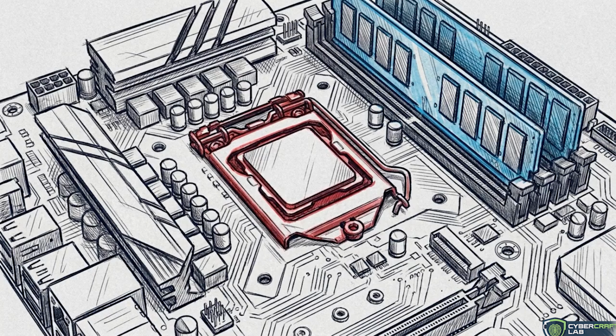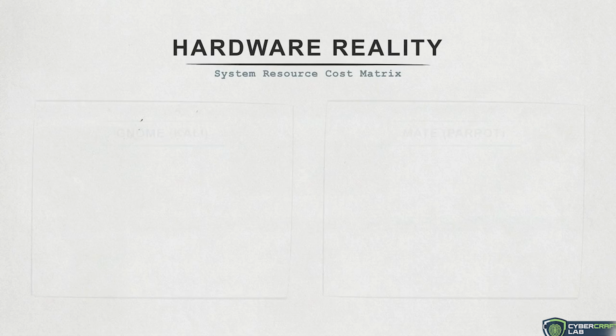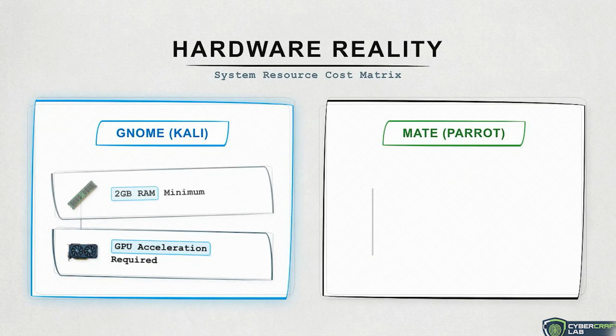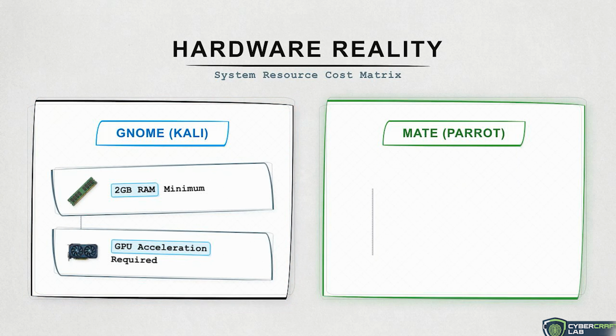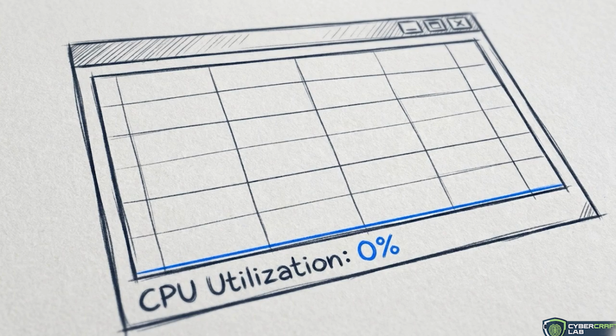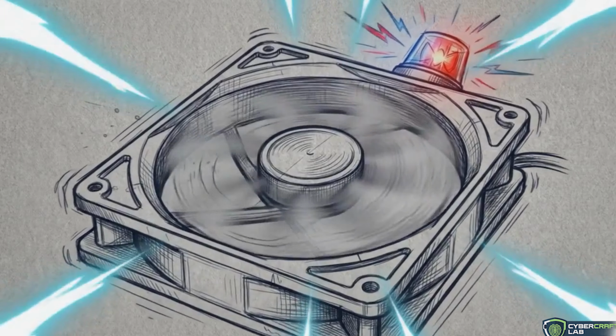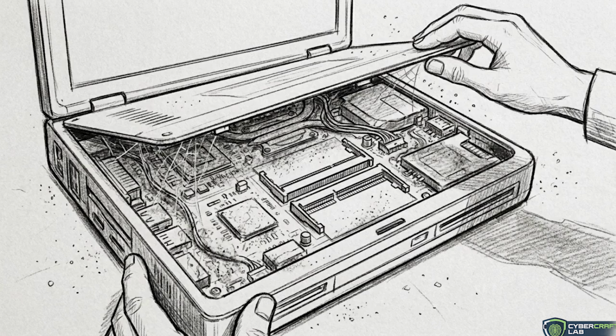The baseline resource drain on your host machine is dictated by the desktop environment. Kali Linux uses the GNOME desktop environment as its default setup. This comparison matrix shows the hardware cost. GNOME requires graphical acceleration and a minimum of 2 GB of RAM. Parrot OS defaults to Mate. It operates smoothly on just 384 MB of RAM and no graphical acceleration, trading modern aesthetics for extreme efficiency. Keep in mind, these numbers are strictly what is required to keep the OS idling. They do not account for the heavy memory loads that occur once you launch an active vulnerability scan. Your physical hardware constraints have to dictate your operating system choice long before you open a single tool.